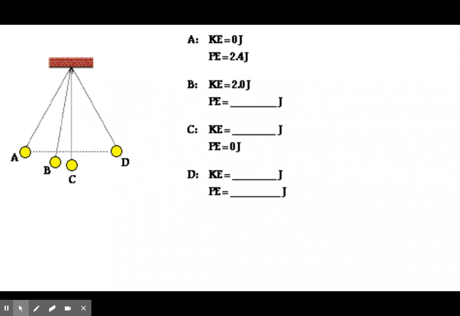So if we look at this, we've got a pendulum swinging. So if we just look at A and D, those are at the same height. So A, the KE would be 0 and the PE would be the 2.4. B, if KE is 2, then that means the PE has to be 0.4. At C, that looks like it's the lowest point. If PE is 0, then KE would have to be 2.4.